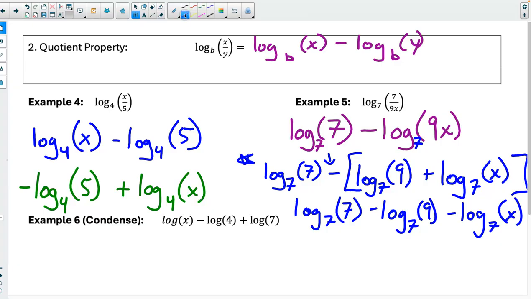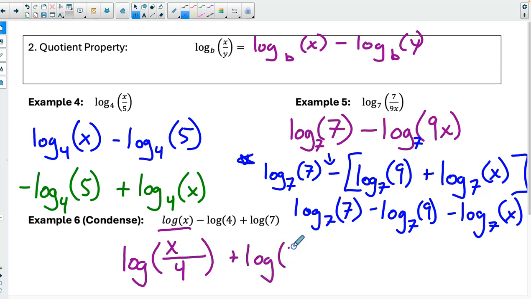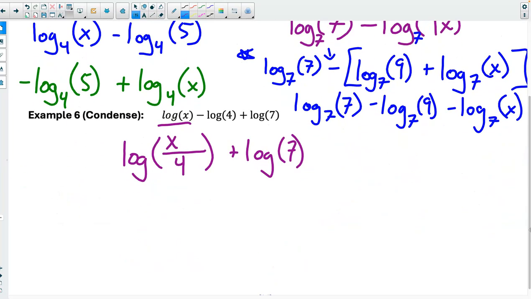I wrote that because on this example, this is log base 10, argument of x. I'm going to go ahead and put that x on top of my fraction. So I got an x right there. Then I'm going to go ahead and subtract away the log with an argument of 4. So I'm going to put that here. And then I will put a plus log 7. Again, I'm spacing this out, taking a little more time with it. So now we get to the question. Does the 7 go to the top or does it go to the bottom?